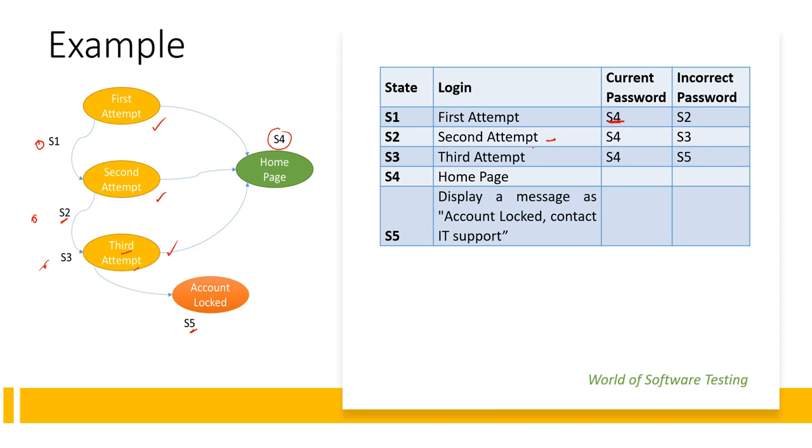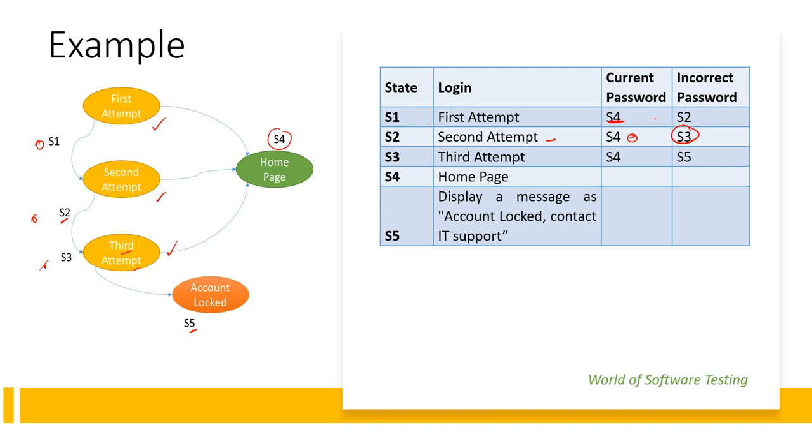For the second attempt, when the user enters the correct password, the user gets logged in and navigated to the home page, and the state changes to S4. If the user enters an incorrect password, then the user is unable to log in and the state changes to S3 here.